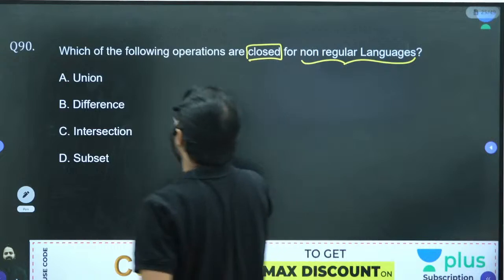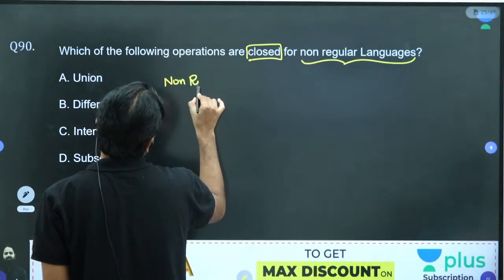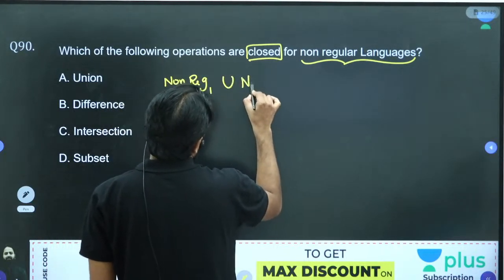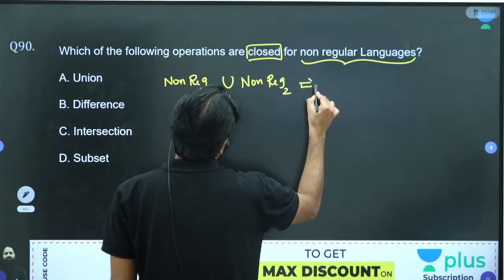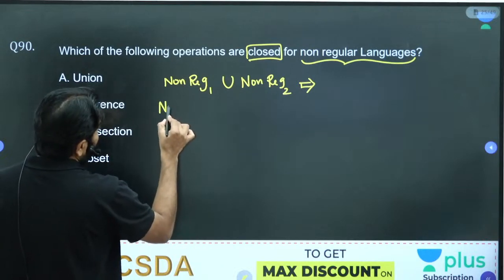Now the question is: non-regular language 1 union non-regular language. What is the result? Can you prove it is always non-regular? That's the question, right? Let's look at it.